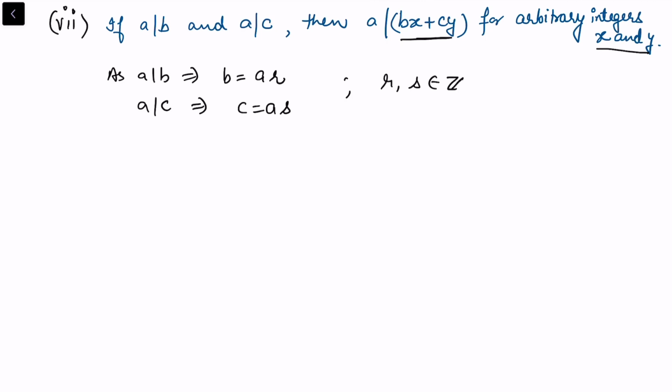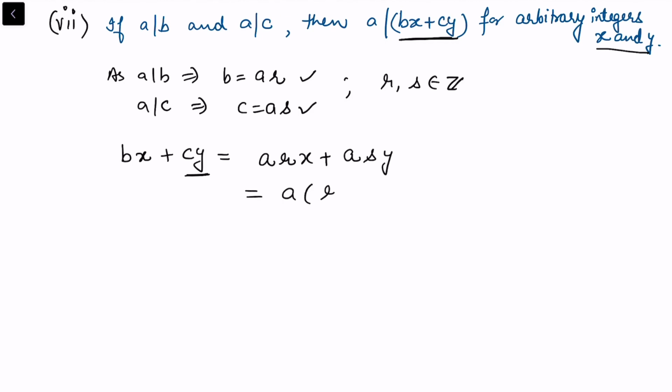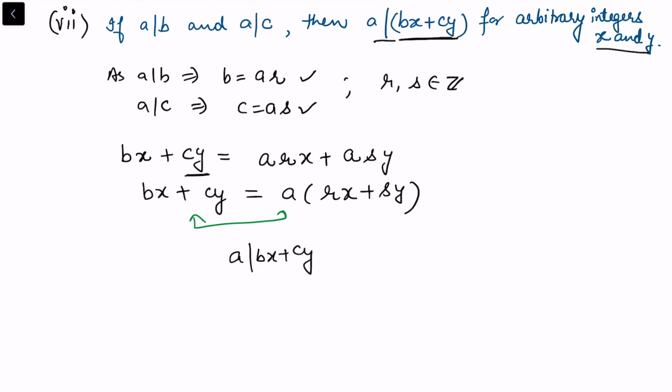And now we want to calculate Bx plus Cy, so let us multiply B with x and C with y and add these two quantities. So in the first expression we have multiplied by x, so this is A r x, and in the second expression we have multiplied by y, so this is A times s y. Now take A common, so inside we have rx plus sy, so this means we have Bx plus Cy equal to A times (rx plus sy). So from here we can see that A divides Bx plus Cy, and hence we say that A divides the linear combination of B and C. Hence we see that if A divides B and A divides C, then A divides their linear combination.